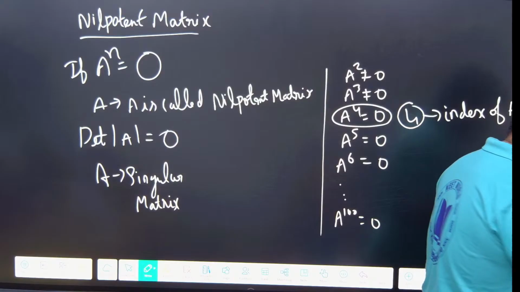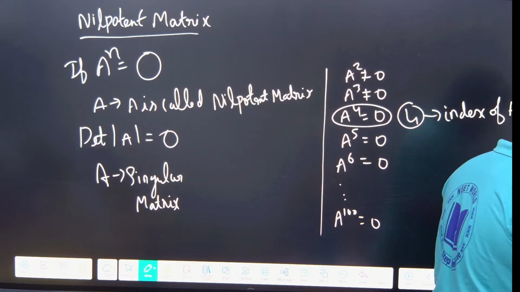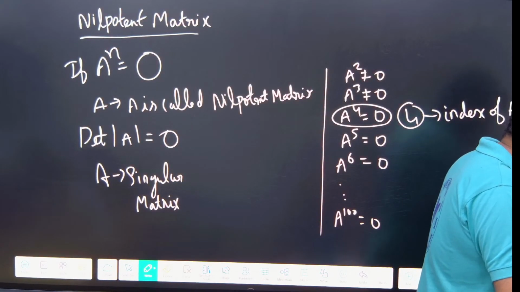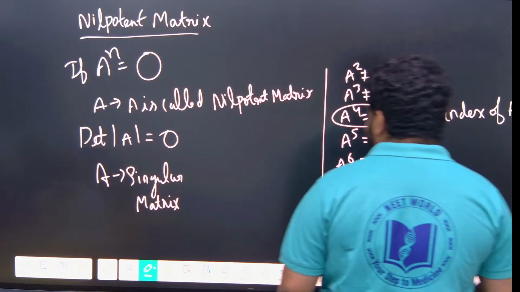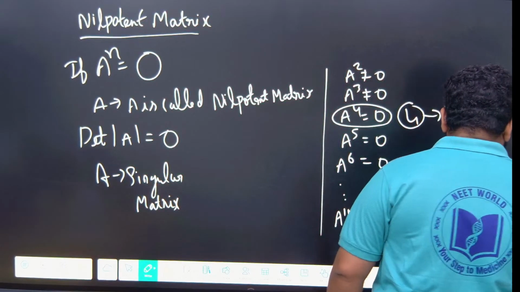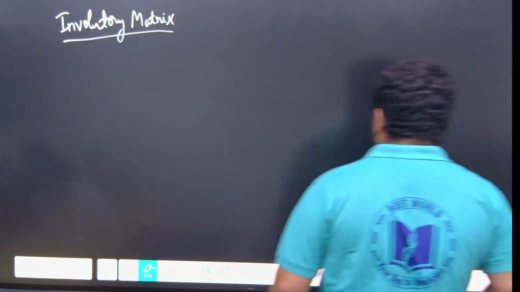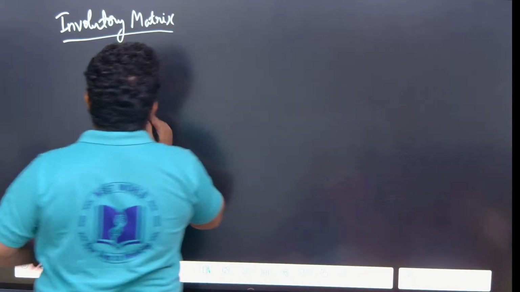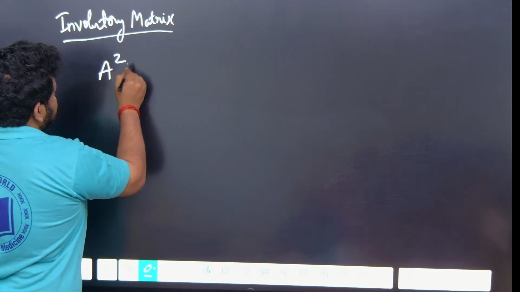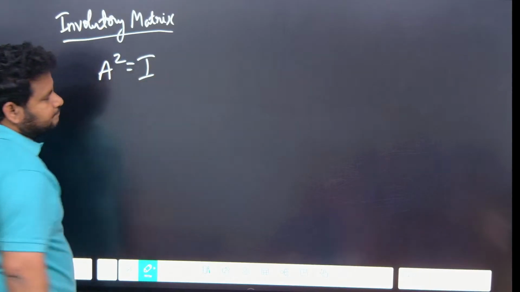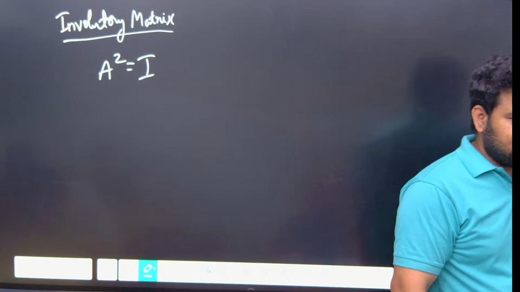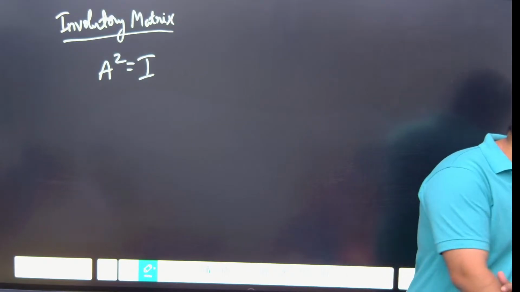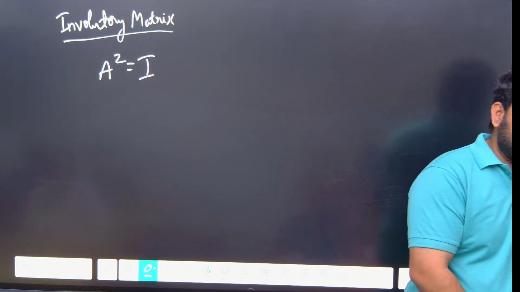Okay. Next, we will study involutory matrix. Involutory matrix means A square is equal to I. There it was A square is equal to A, that was idempotent. Here it is A square is equal to I.